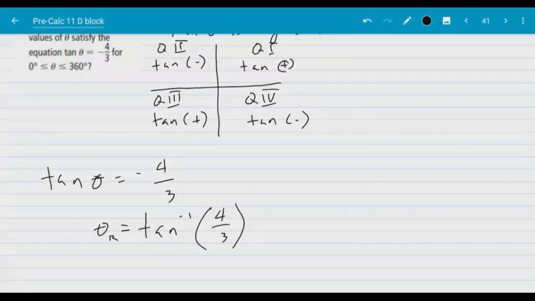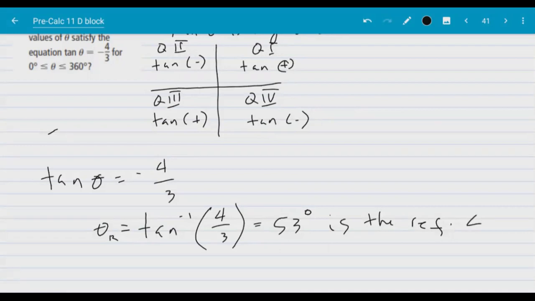So let me see. Okay, it took me a few seconds to do that. The tangent inverse of 4/3, not negative 4/3, is 53 point something, which is about 53 degrees. Now, remember, this is the reference angle.